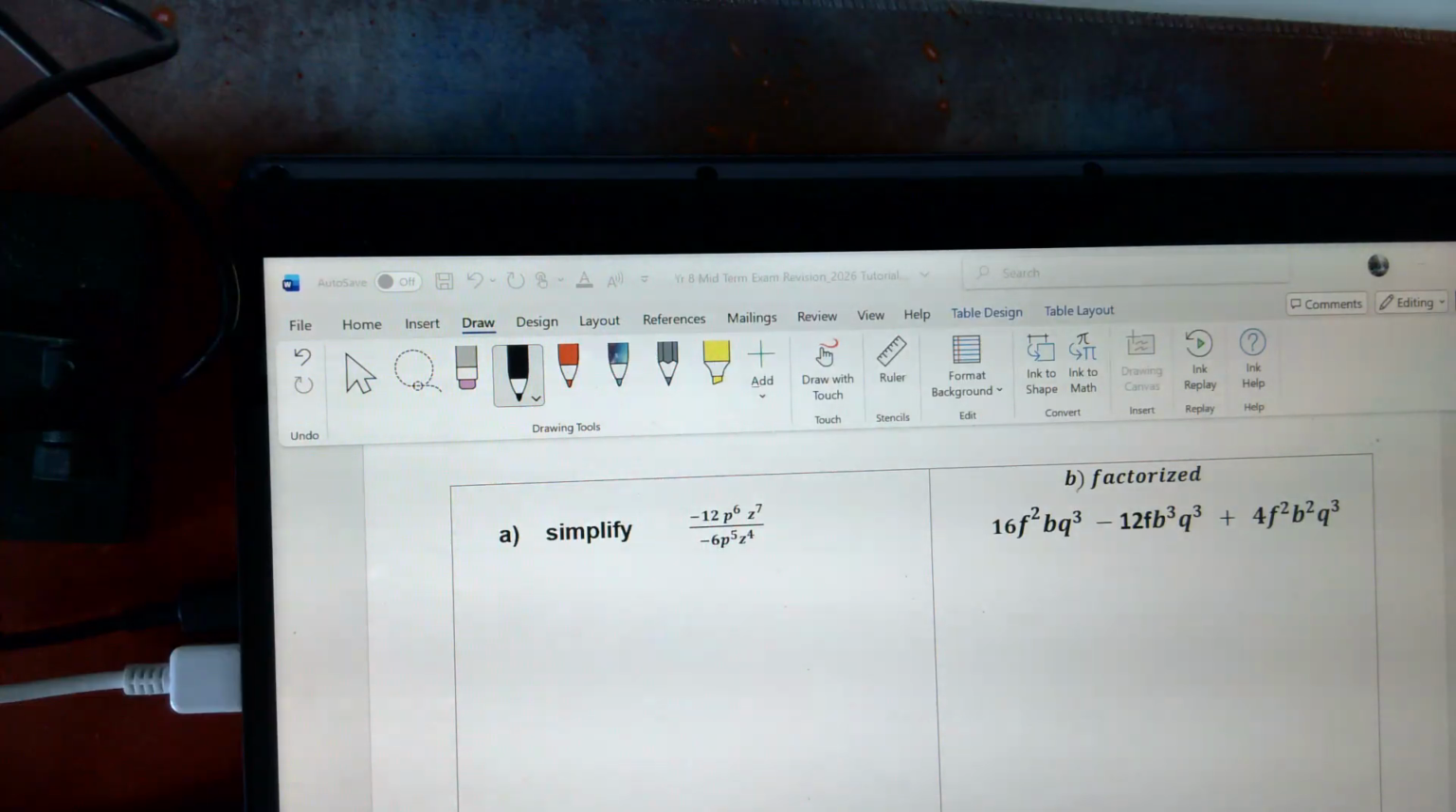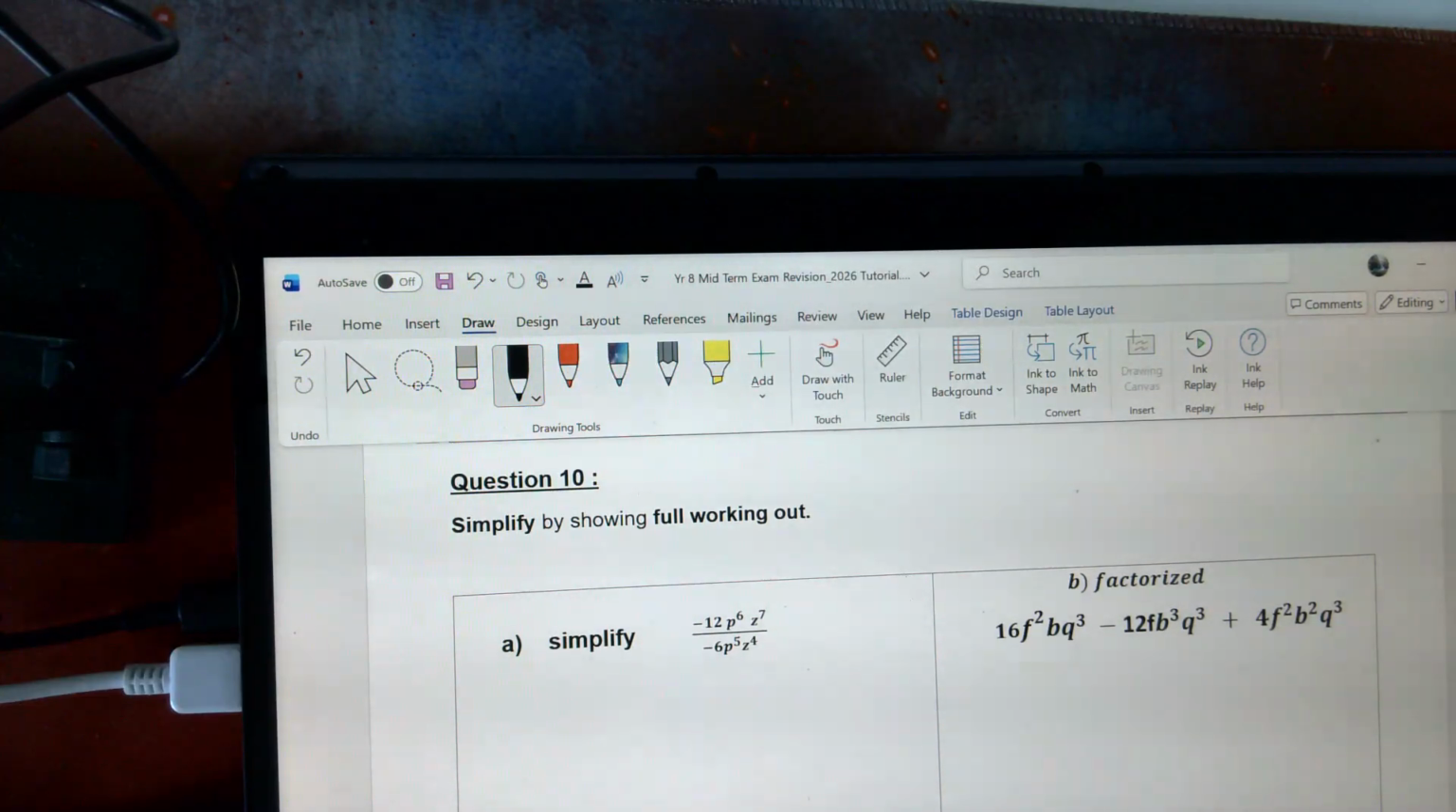Alright, so let's look at question 10. We've got to simplify the following expressions. Now, these are not A standard questions, but they're pretty close. So if you can do them, this will help you work out most of your A standard questions. But we'll do that after a quick intermission.